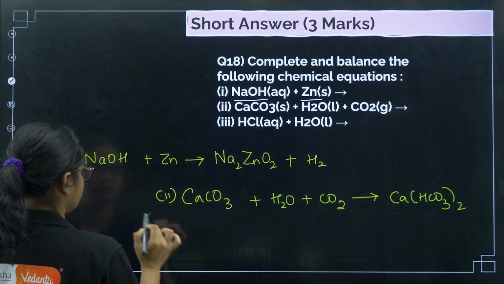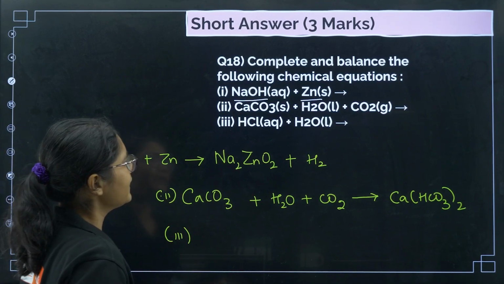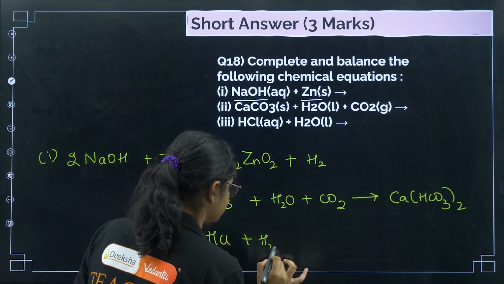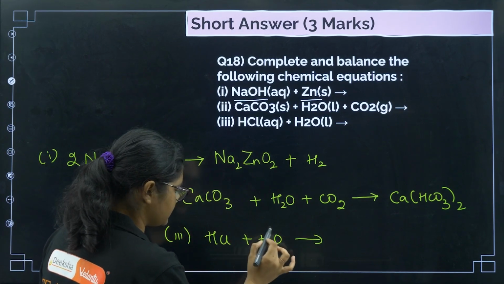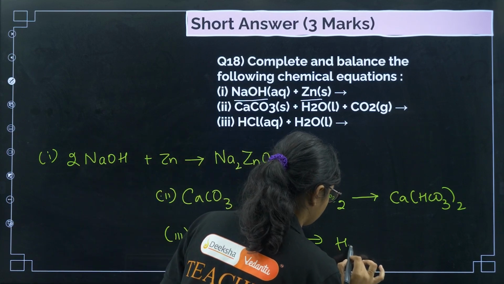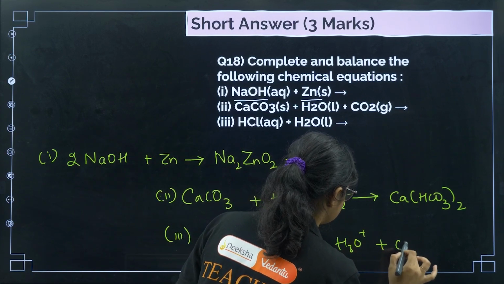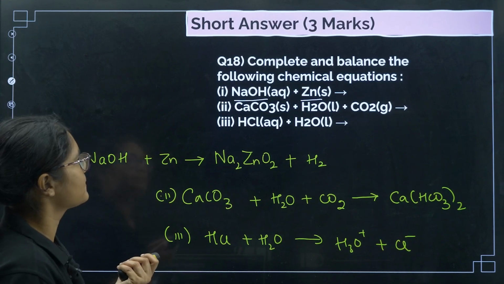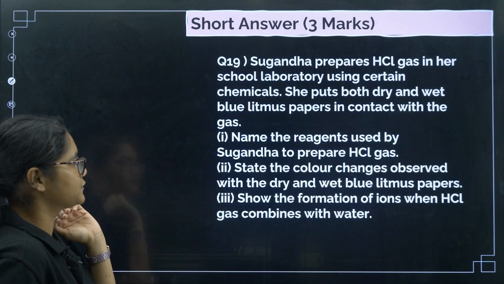Okay. Now if you see the third one, HCl plus water. So you know, in water this HCl will give you H plus, and this H plus will react with this H2O and give you H3O plus plus Cl minus. Okay. So this is also already a balanced reaction. Okay. So let us see the second last question here.